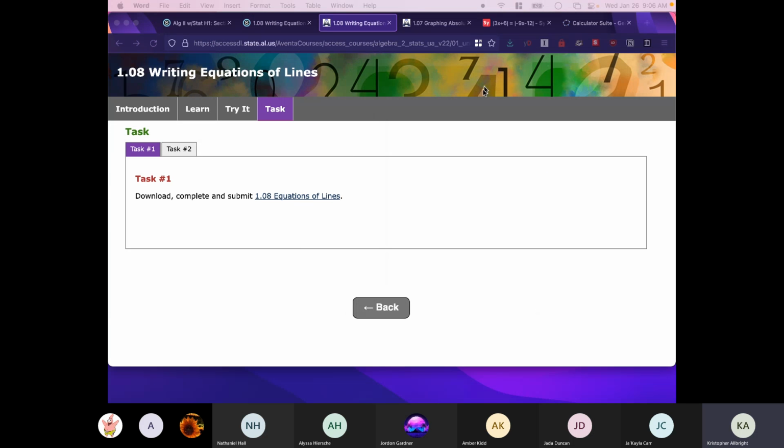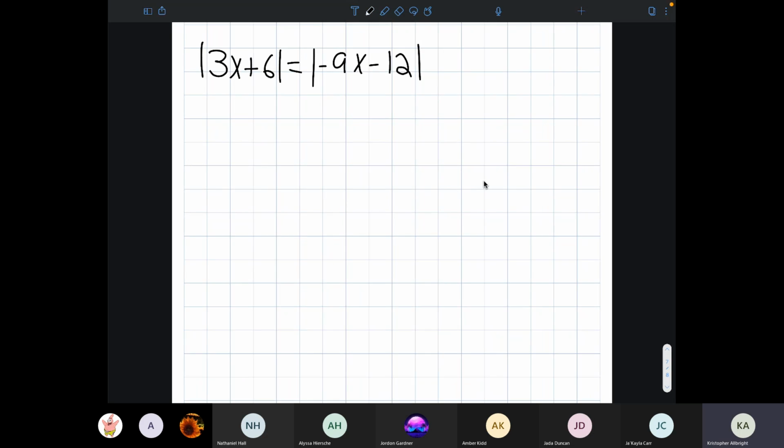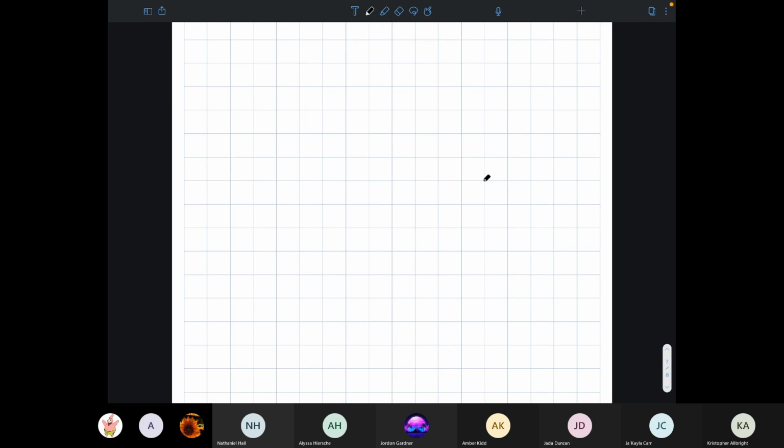Okay, so looking at this, we need to write equations of lines. And equations of lines are helpful for being able to draw things just based on looking at one equation instead of having a bunch of different points. So usually how we're going to look at these is y equals mx plus b. Your m is going to be your slope, and your b is going to be your y-intercept, which is where it crosses the y-axis.